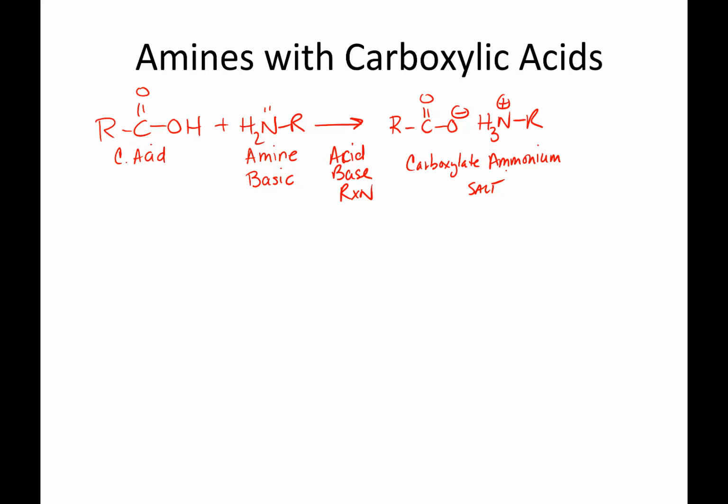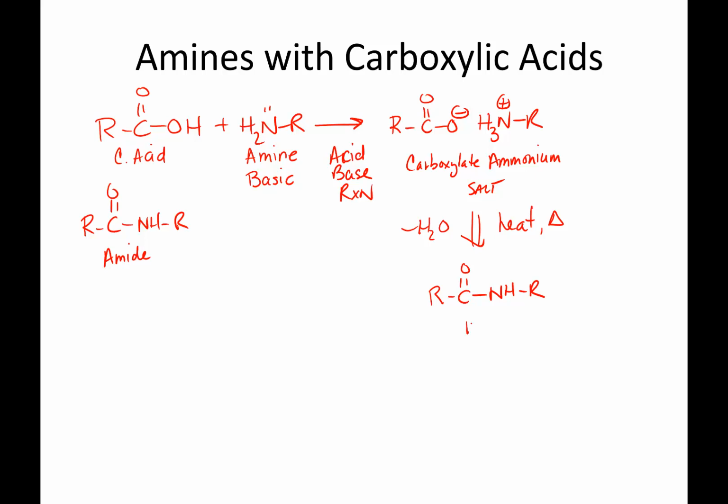So just adding an amine to a carboxylic acid will not make an amide. An amide being replacing the OH with the amine. That is an amide. You can still make an amide from an ammonium carboxylate by simply doing the following. Heat. If you heat that, you'll end up losing water, and you'll end up basically forcing the nitrogen to form the amide. But it requires heat.